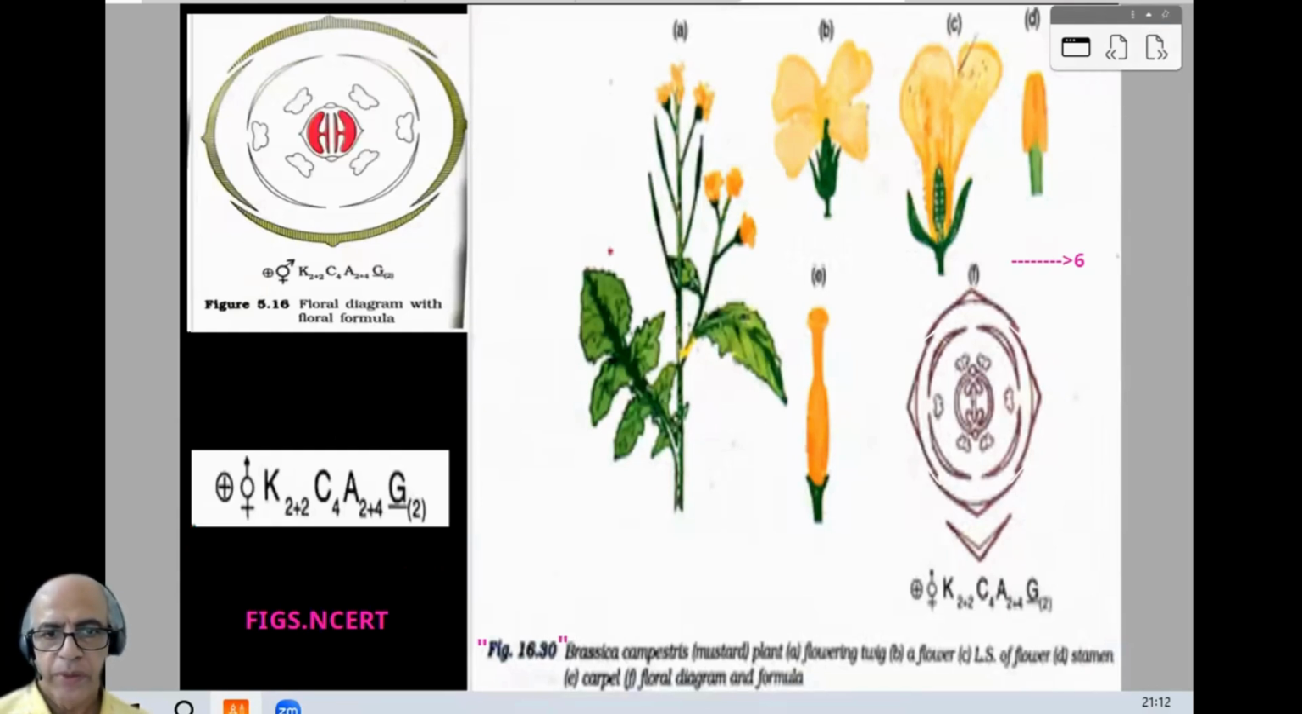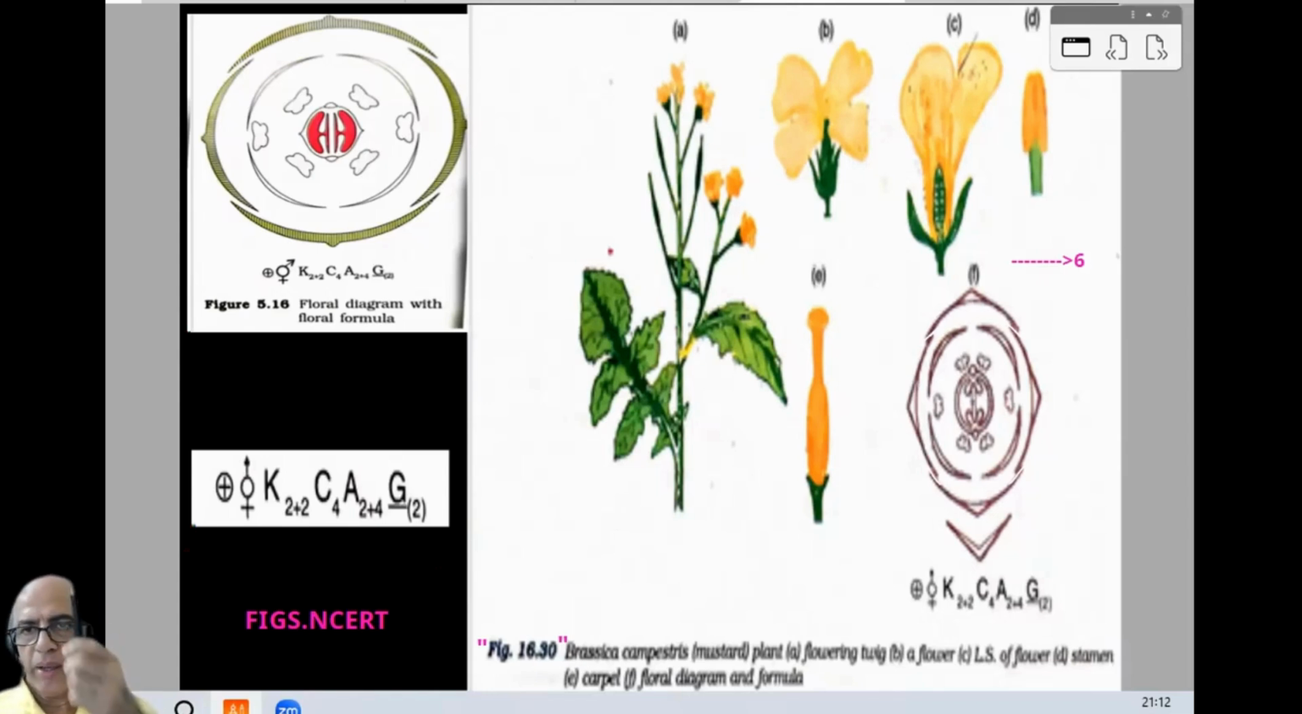NCERT diagram. Brassica campestris, that is the mustard plant, that is how the name came. So the flowering twig will be there, a flower, then LS of flower, then stamen, carpel, floral diagram, floral formula, all is given here. For us, most important is floral diagram and floral formula. So first, what is this floral diagram?